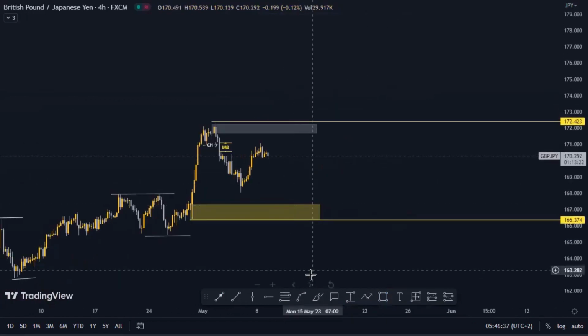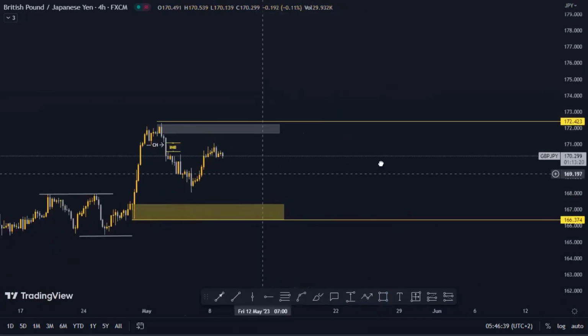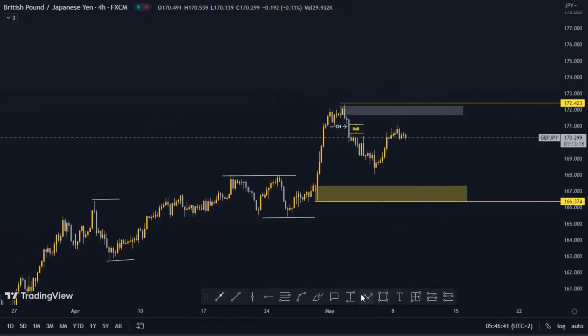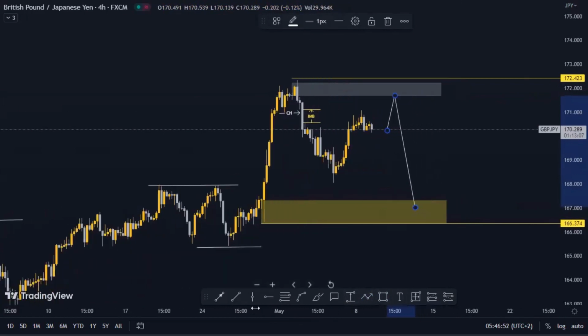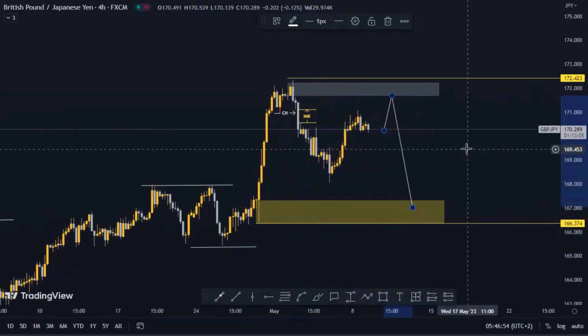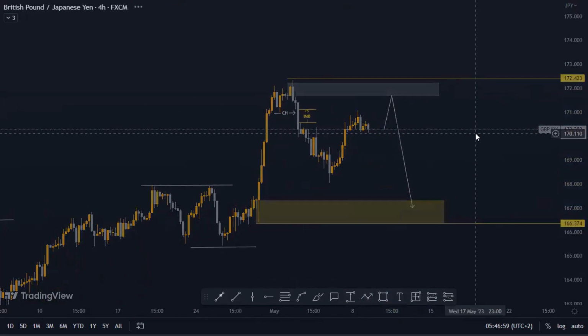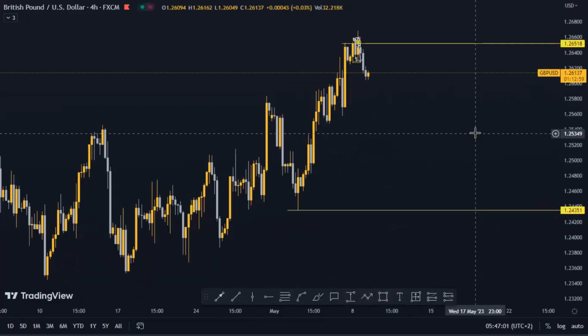So this is what we have on pound yen. I would anticipate a further push to the upside before the market pushes to the downside, right? I'll be looking more for selling opportunities here than buying opportunities, right? With that said, let's move on to the next one, pound dollar.